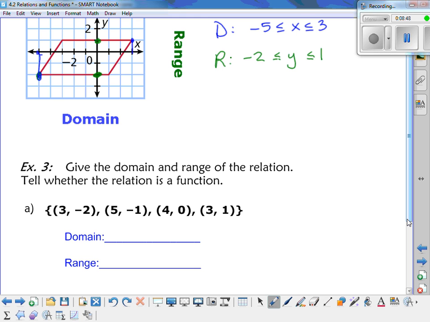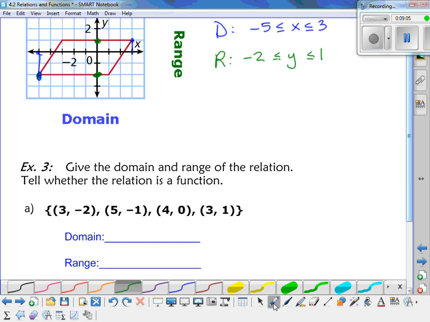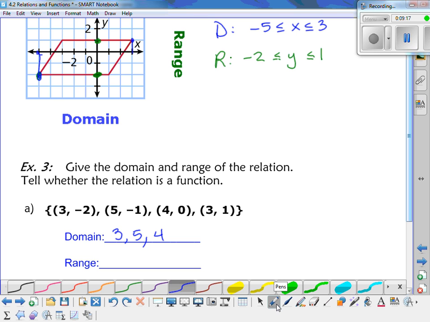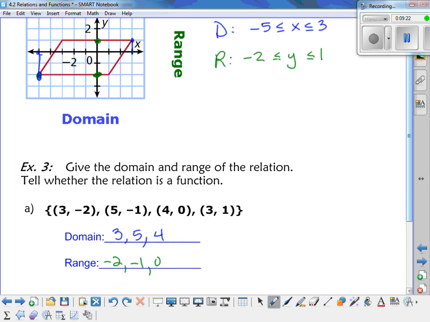All right, so we are going to give the domain and range of the relation, and we're going to say whether or not it's a function. The domain is just the x values. So we've got 3, 5, 4, and then 3 again. Do I need to write 3 twice? No. So I'll just write 3, 4, 5. And then for my range, I have -2, -1, 0, and 1.